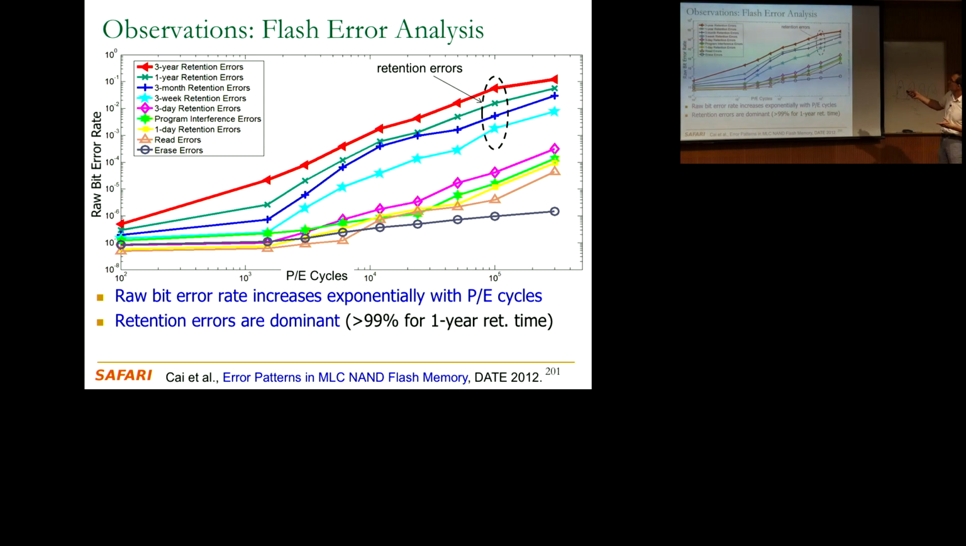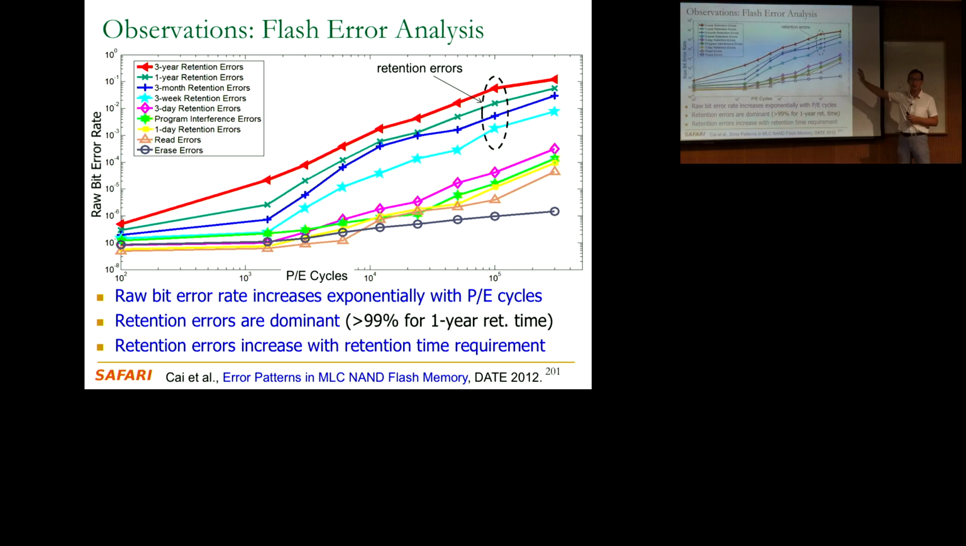So you can see that the dominant ones are over here. More than 99% of the errors for 1-year retention time are your retention errors. There are other errors, program interference errors, as you can see over here, read errors and erase errors that we may talk about later on. But that's the key observation. Retention errors are dominant, and retention errors increase with retention time requirements, because it's more likely that the flash cell will fail before you read it if you read it after a long time.